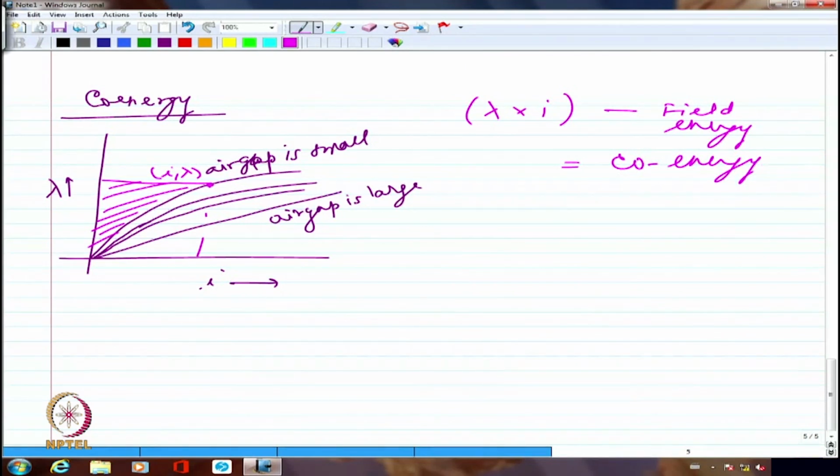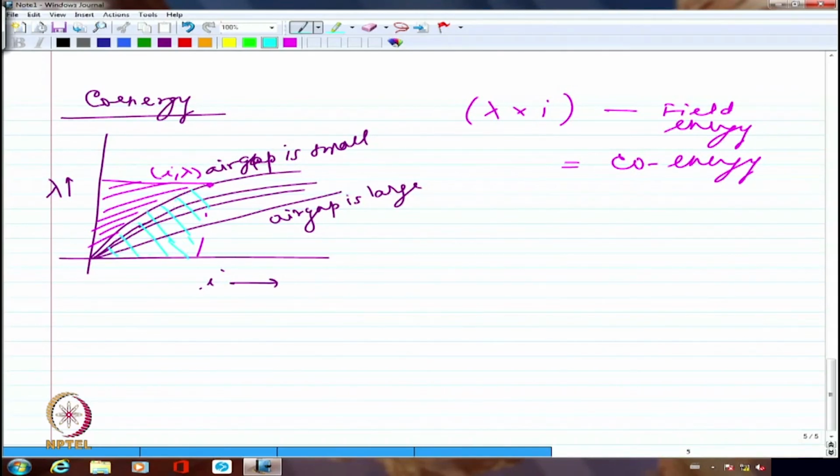What I am trying to do is to find the area of the rectangle, lambda times I, and if I subtract the field energy, which is the area above that curve along the lambda axis, whatever is left over, I call that the co-energy. So in this particular sense, I am going to have essentially this portion completely as the co-energy.